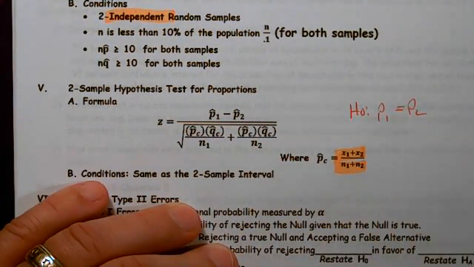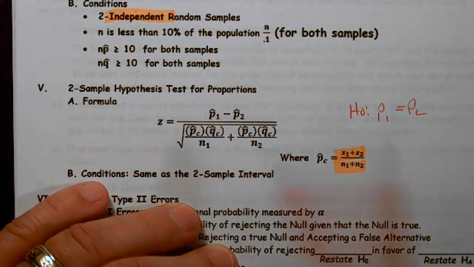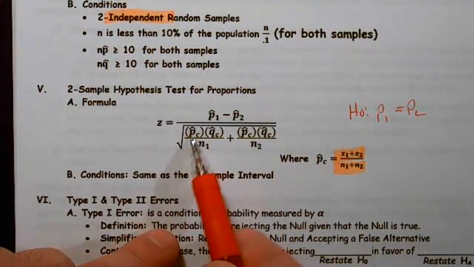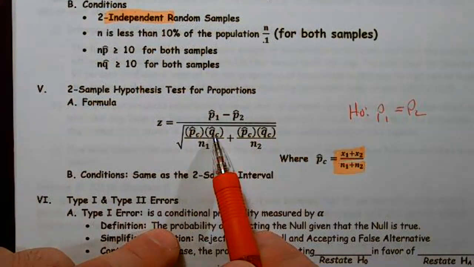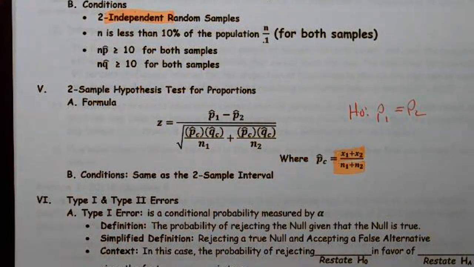So if we assume that to be true, that means that these two proportions, if combined together, would give me a better estimate. So consequently, I combine the successes for each and the sample sizes for each in order to get my P hat C, and this is, of course, 1 minus that, and P hat C and 1 minus that.